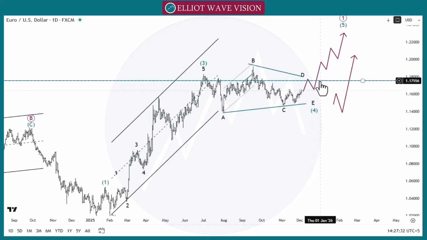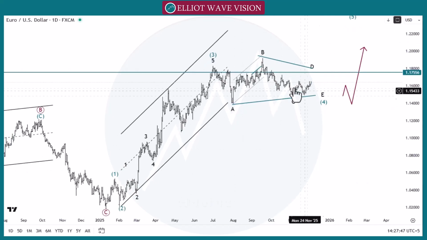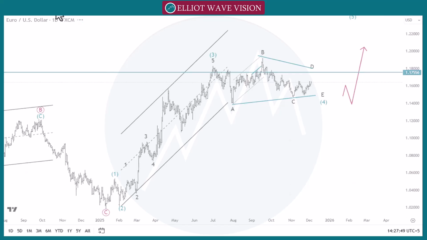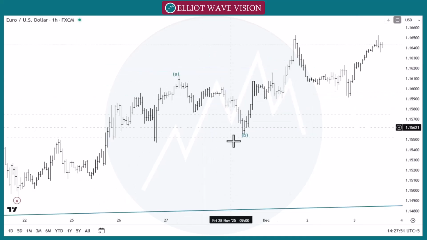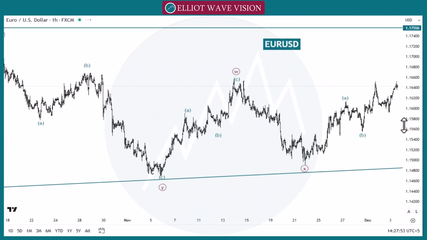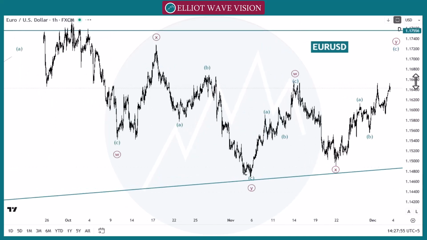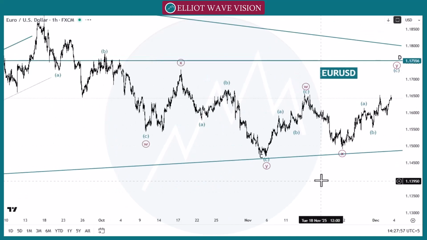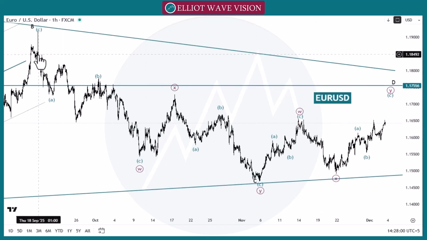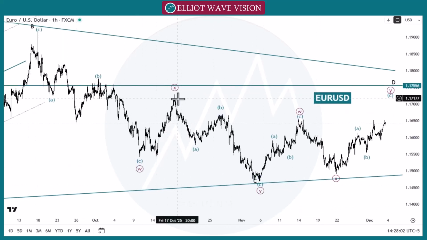If this 1.18 acts as a classic trading level pattern or acts as a tested support, then we will go towards the next number, 1.20. So let's check this structure in the 1 hour time frame. In the 1 hour time frame, we count this move like wave B, wave C as a WXY.